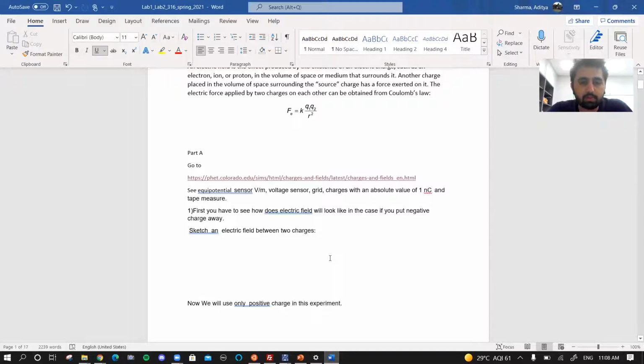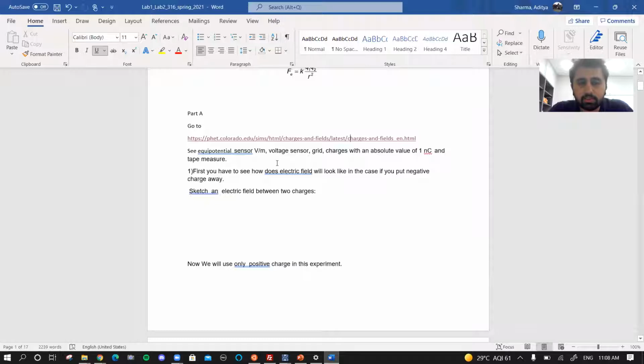So if you go to the document, you have the equipotential sensor, voltage sensor. All right. So the charges have an absolute value of a nanocoulomb. You have been given the instructions here. There might be some grammatical errors. I didn't write this document, but if you can't understand anything, just ask me. You can email me as well. So first you have to see how the electric field looks like if you put a negative charge away.